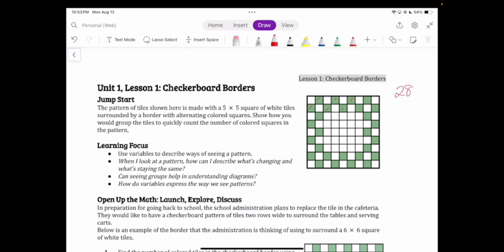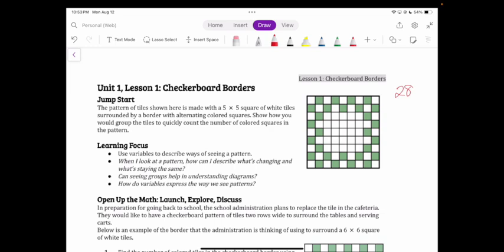But really, the question is, how can we group them in such a way that not only does it make it easy to count, but also, if we change the size, then how does this number adjust? So there are many ways to do this, as we pointed out in class. Let me just show you a few of the ways.